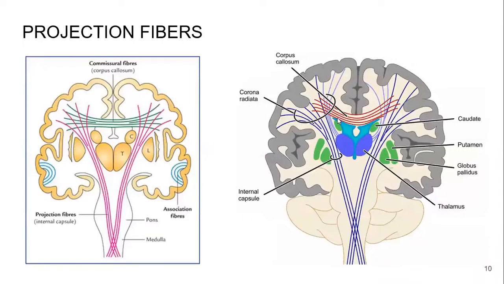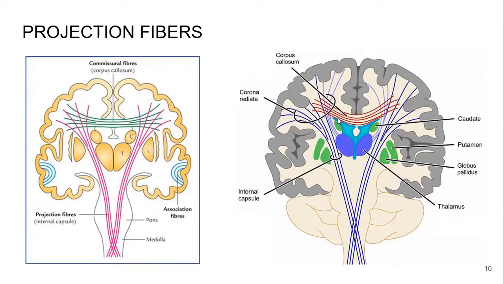Our next type of fibers found in the cerebrum are projection fibers. Afferent and efferent nerve fibers passing to and from the brainstem to the entire cerebral cortex must travel between large nuclear masses of gray matter within the cerebral hemisphere.